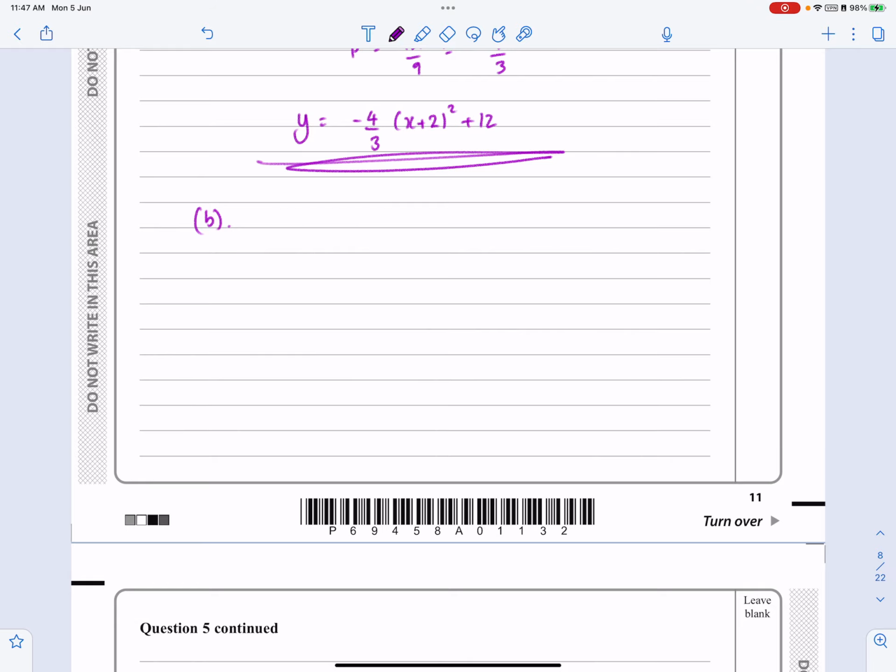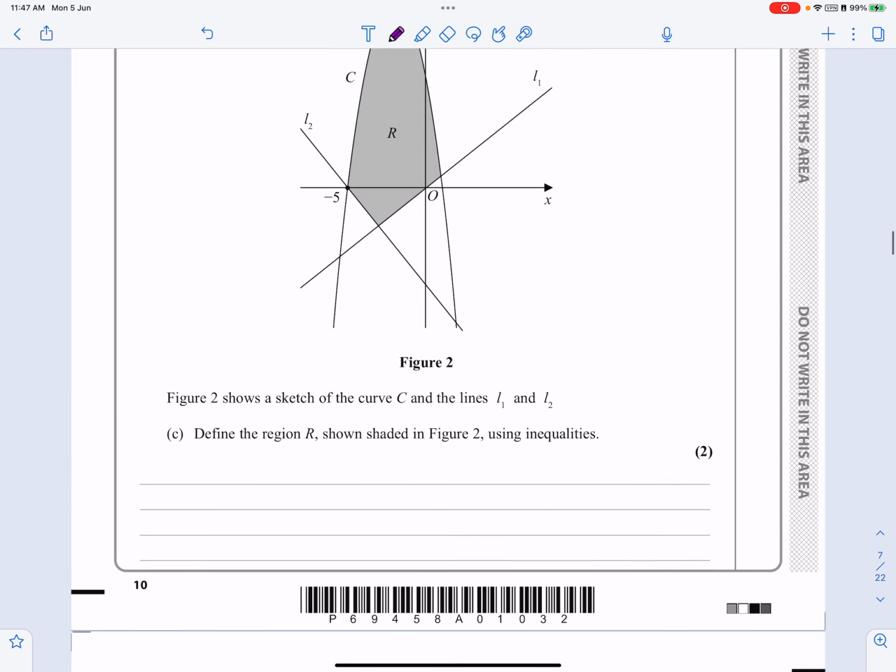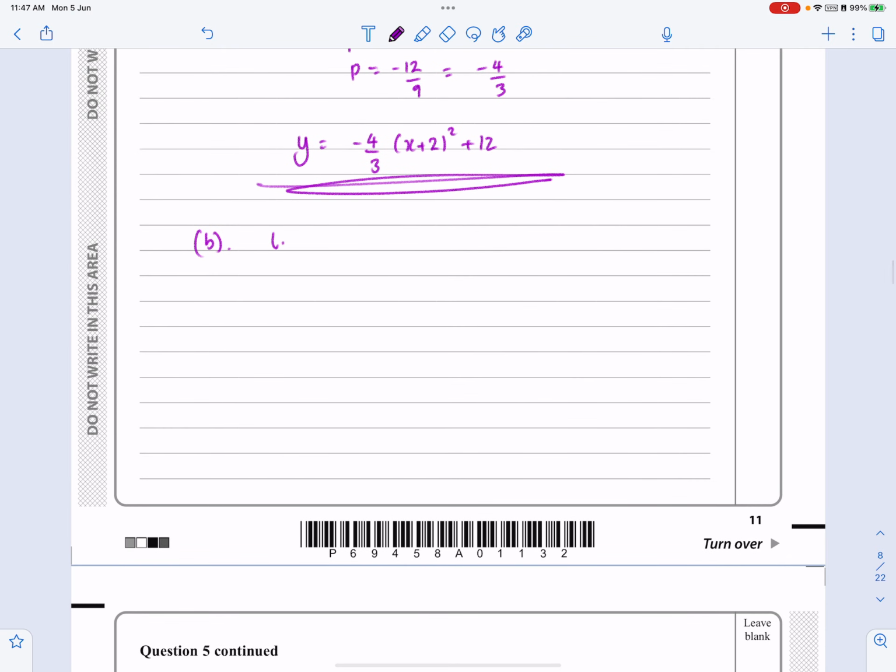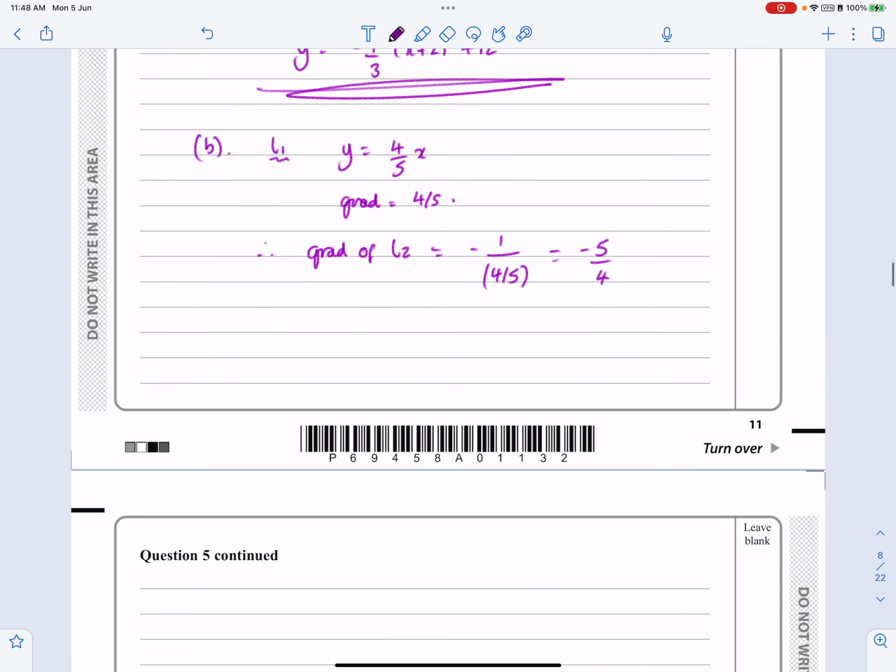So they've told me that L1 is y equals 4/5 x, which means the gradient equals 4/5. Therefore, the gradient of L2 is minus 1 over 4/5, which I'm just writing down to show what I'm doing, but actually I don't think about it like that straight away. I just turn the fraction upside down and make it negative. So I know the gradient of L2, and I've got a point on L2, so I can find the equation.